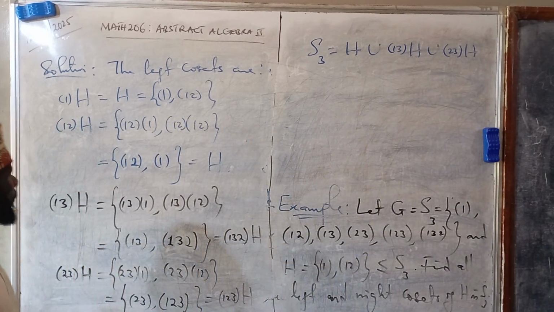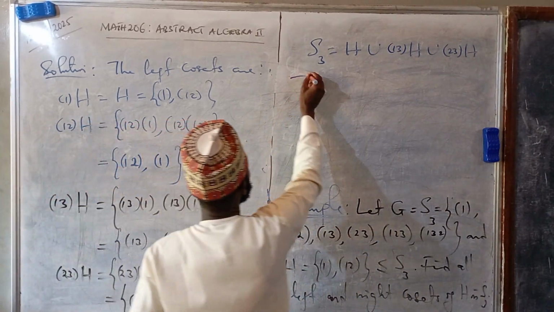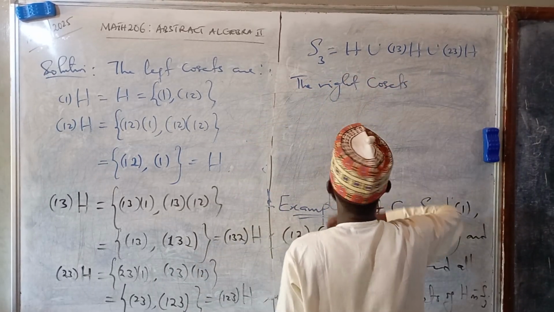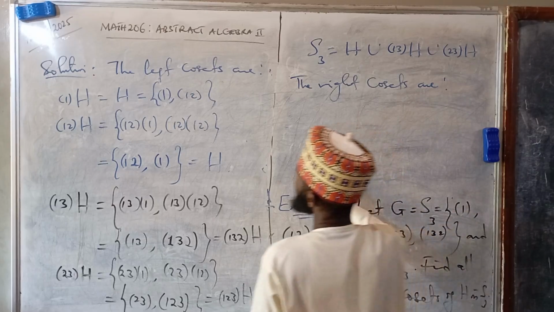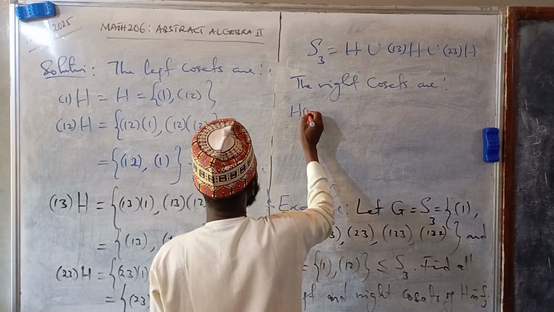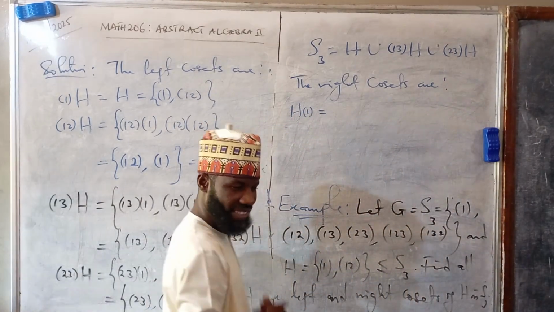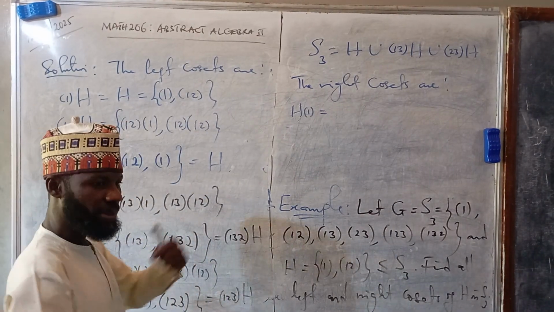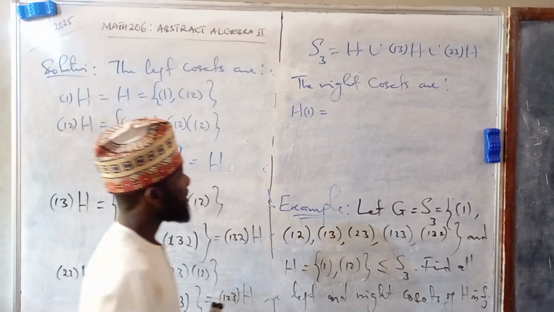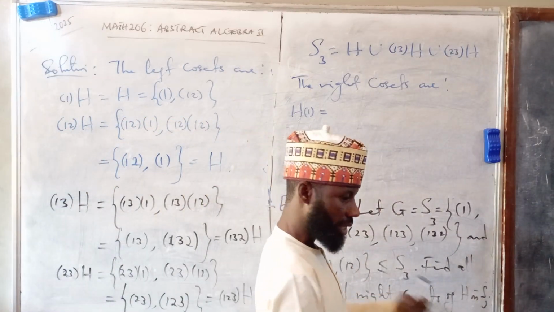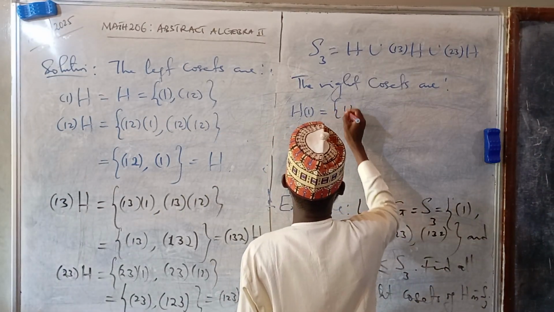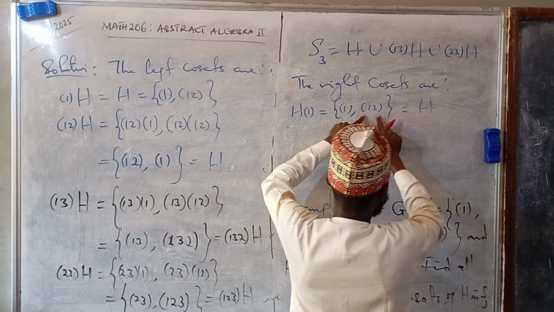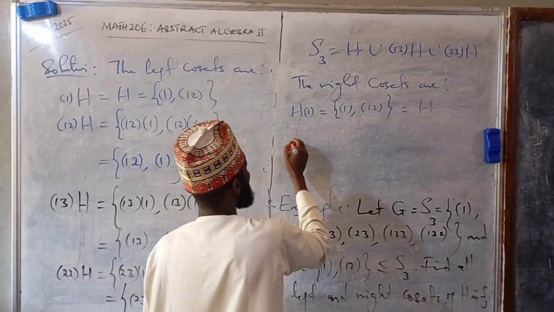Okay? Now the right coset. Again, if you generate with identity, you still get H back. Are you following? So this H is both a left and right coset. There are some cosets that will appear to be both left and right, like this particular one. 1, 2, it is still H. And I don't have to waste time generating with 1, 2 because it's still giving me the same thing.